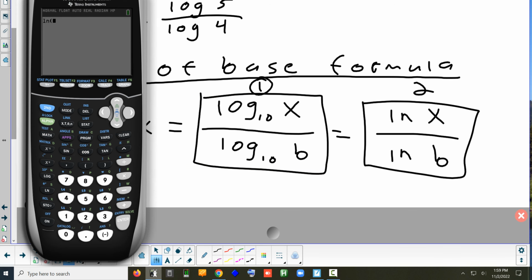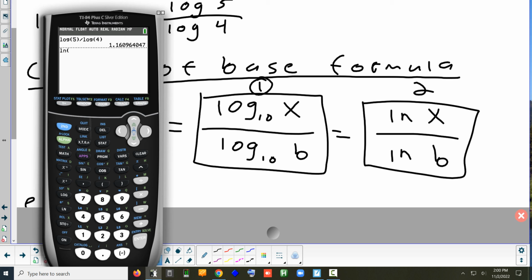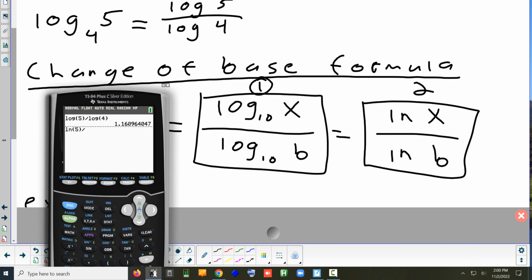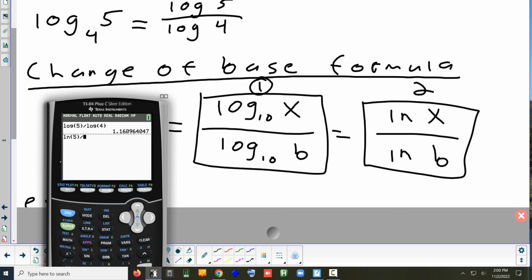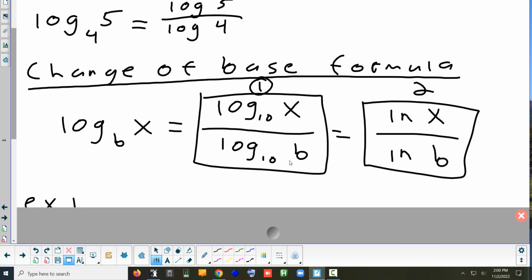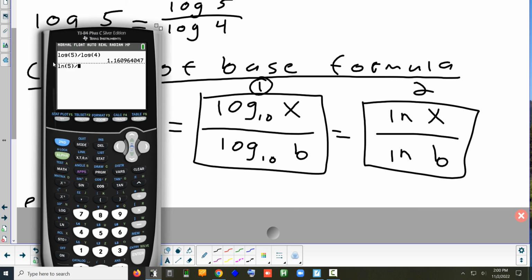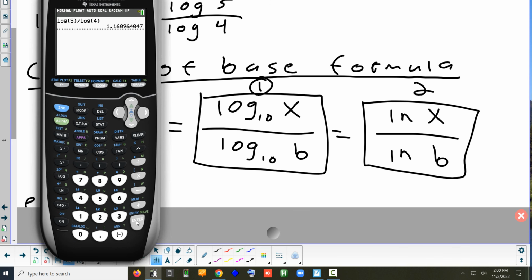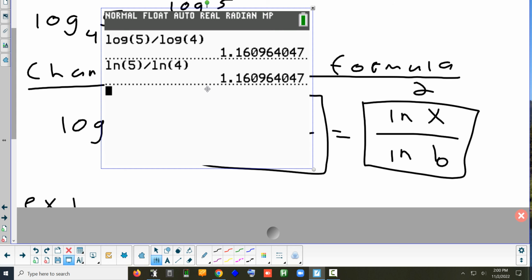So the answer to that is log 5 divided by log 4, 1.16. If you want to do it the second way with natural logs, you're going to get the same thing. Take the natural log of the argument, 5, then take the natural log of the base. Remember, think the base is lower. Since the base is lower, the base goes in the bottom. Base goes in the bottom. ln 4. Doesn't matter which way you do it.